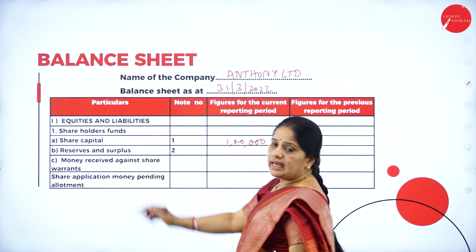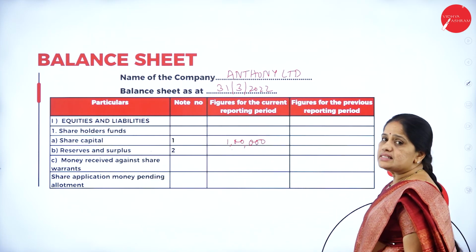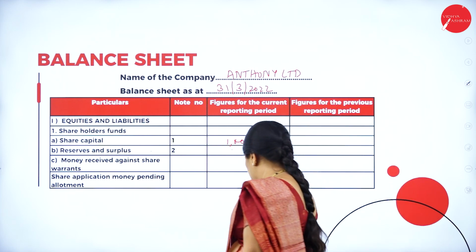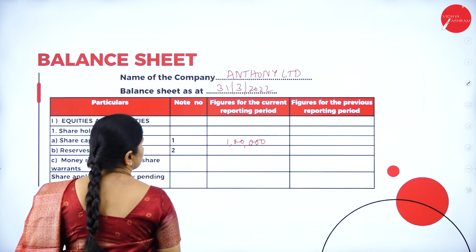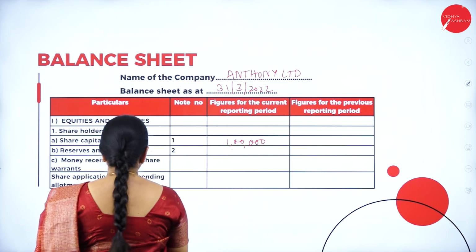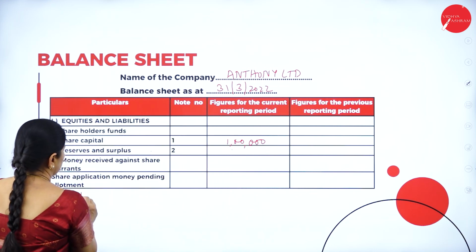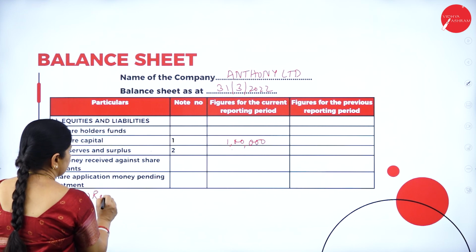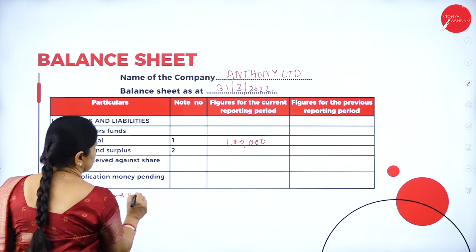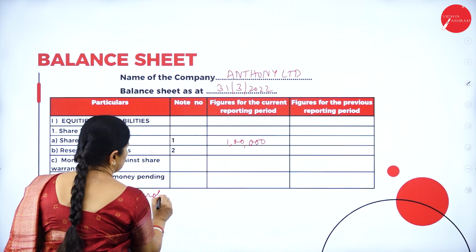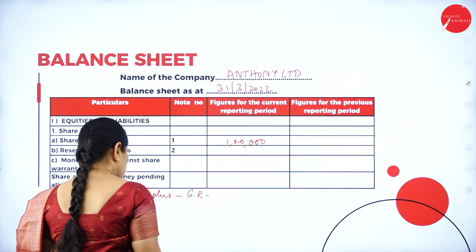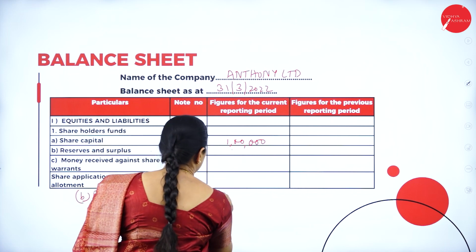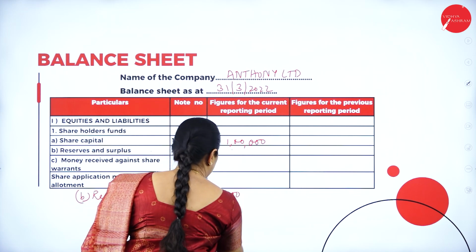Then under the heading reserves and surplus. So for the B section, reserves and surplus, I have the general reserve. The general reserve is 5,000. I have to add it.